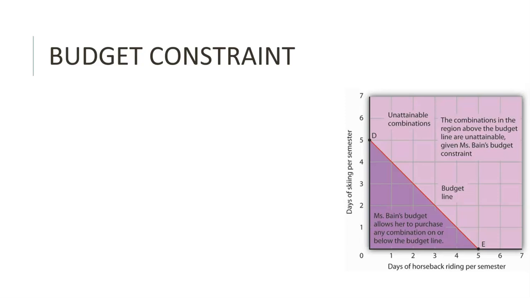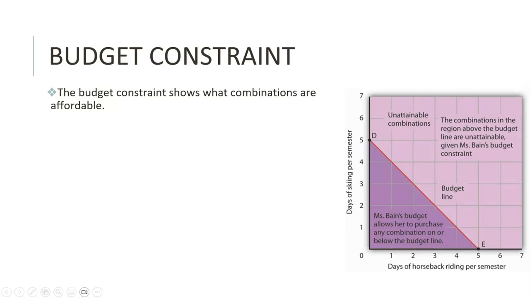In this video, we're going to continue our discussion about consumer choice, and we're going to figure out how to use that utility function and indifference curves in combination with prices and income to figure out the consumer's optimal bundle. So to do that, we need prices and income, and that is where the budget constraint comes in. The budget constraint is going to show us all combinations that are affordable.